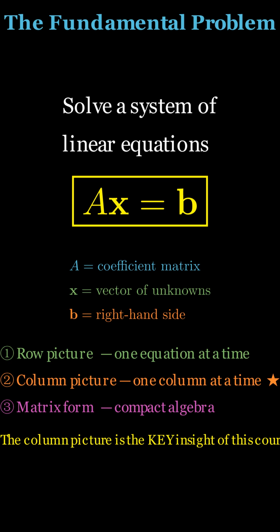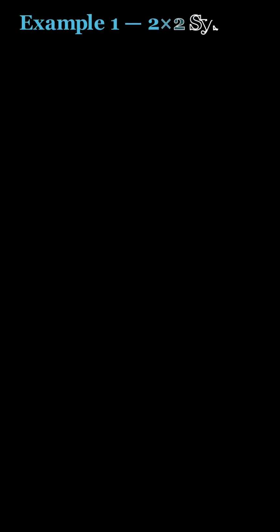First, the row picture, one equation at a time, giving lines or planes. Second, the column picture, the most important view, asking what linear combination of columns produces b. Third, the matrix form, compact algebraic notation. We start with equal numbers of equations and unknowns. The normal, nice case. Let's take our first example.